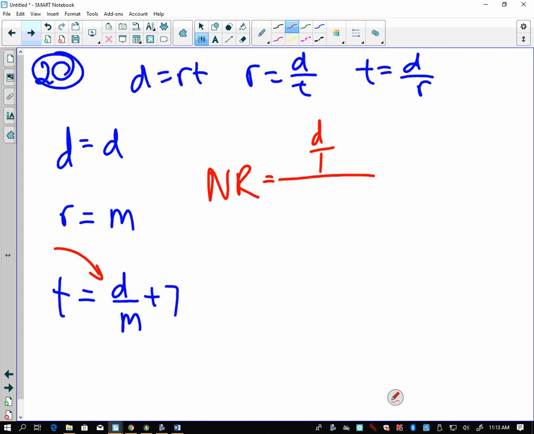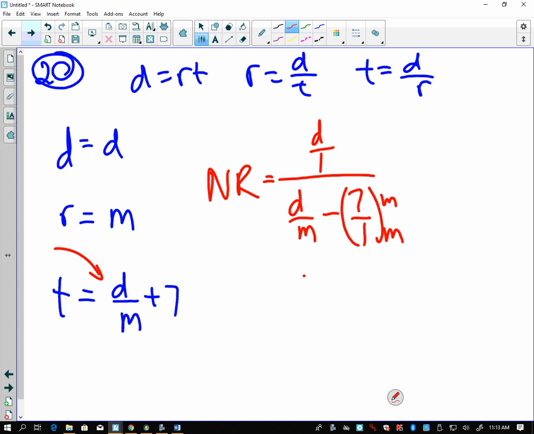Well, my time was originally D over M plus 7, but I want to get there on time, so do I still want plus 7? How do I undo that 7? Minus 7, okay? But that's going to give me a fraction minus a number. I want to go ahead and simplify that, so I'm going to go ahead and put that over 1. What is my common denominator there? M. So I'm going to multiply by M over M.